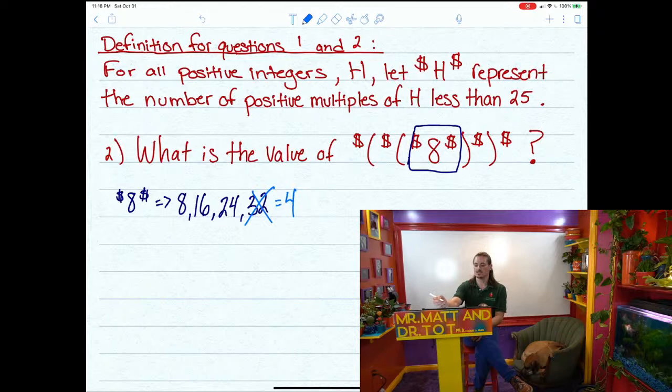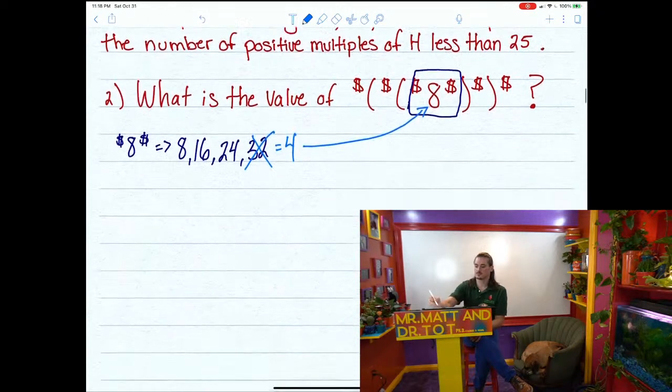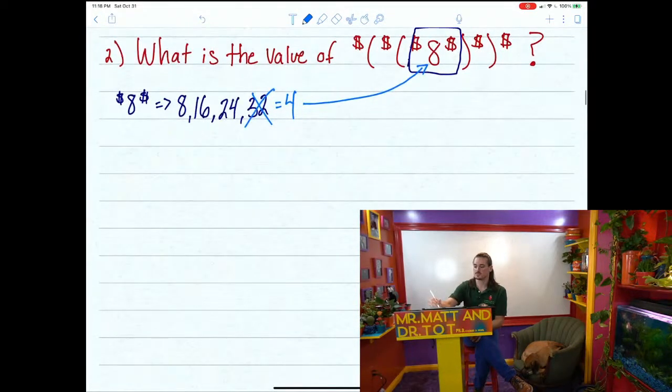And now we can do the same thing. Oh, excuse me. This should not be 4. This should be 3 because we can't count 32. I'm sorry. Catch myself there. So this should be $3. So now we need to evaluate this one in here. What is $3?